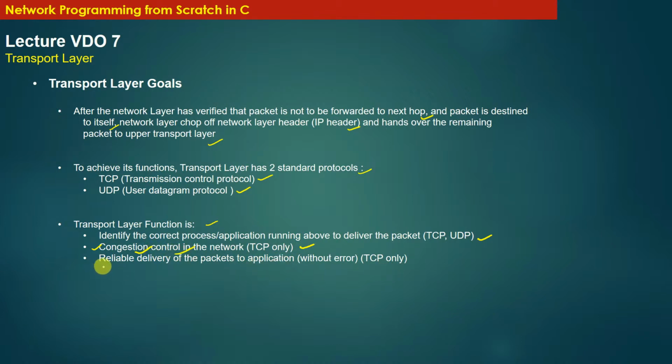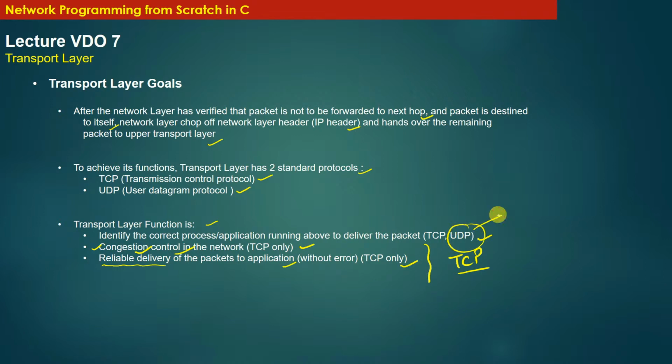The TCP protocol also does reliable delivery of the packets to the application. Reliable delivery means the packet may get lost in the network due to one reason or the other, or the packet may get corrupted. The application using the TCP protocol for communication can recover from all these network issues like packet loss, packet corruption, or congestion. So all this functionality is done by the TCP protocol.